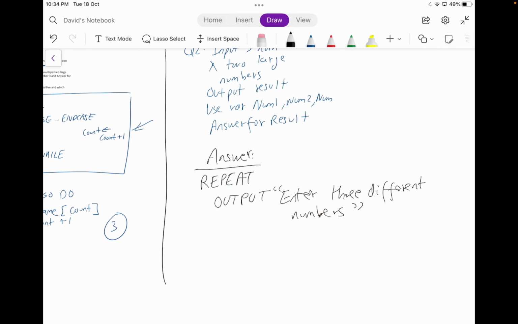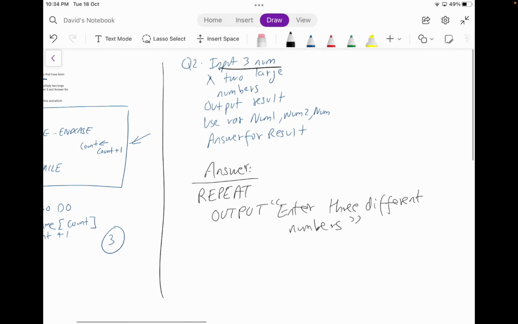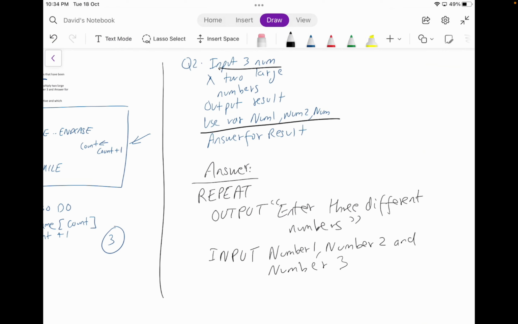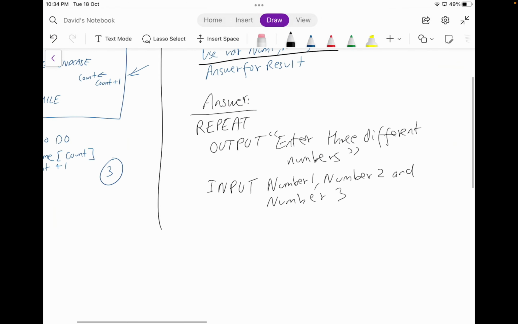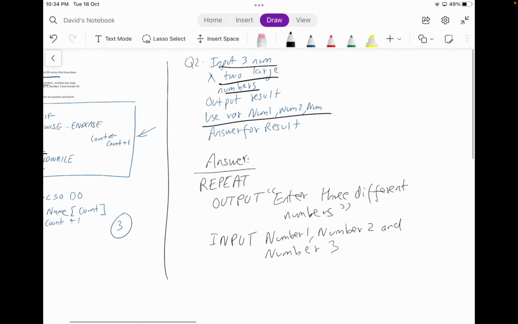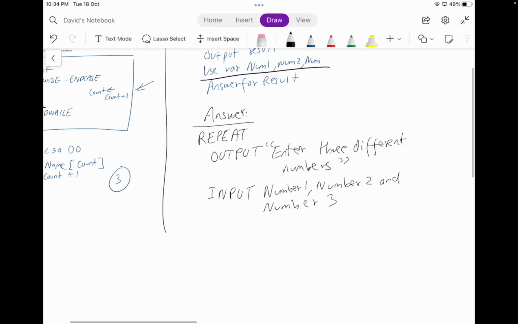Then what you're going to do is, since the question is asking us to input 3 numbers, you're just going to say input, and we have to use the variable names num1, num2, and num3. So you're going to say input number 1, comma number 2, and number 3. Then what you're going to mention is that once we input all this, we have to multiply the 2 largest numbers together. So we're going to mention the until.